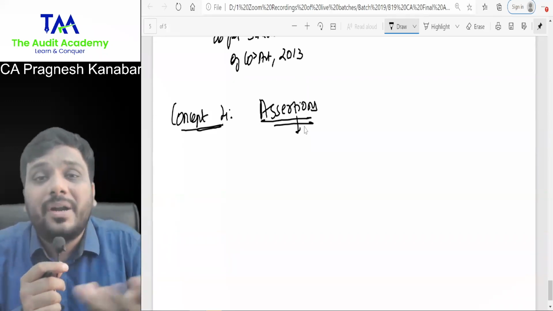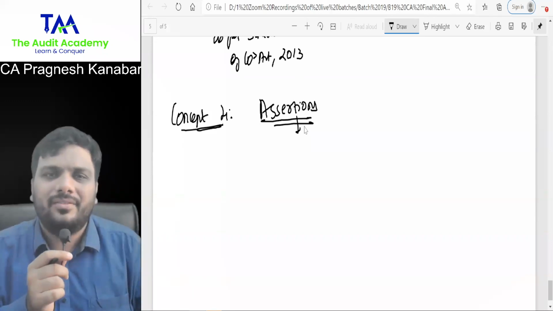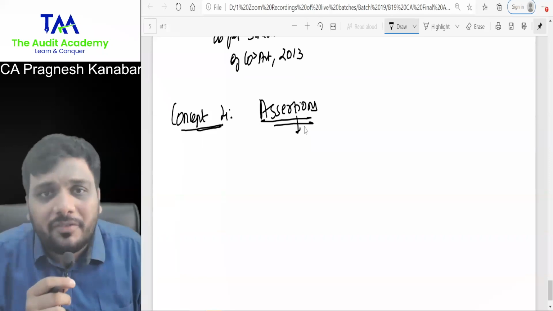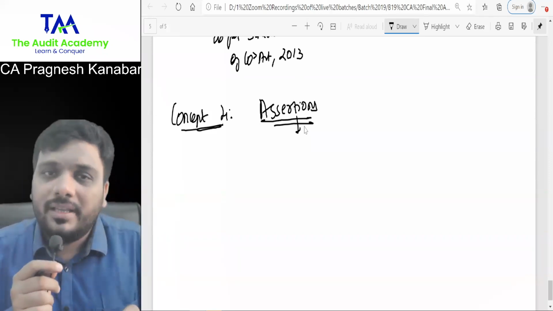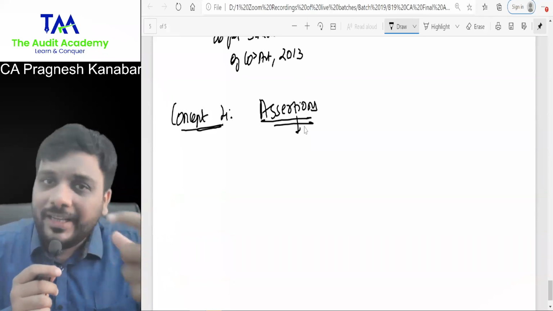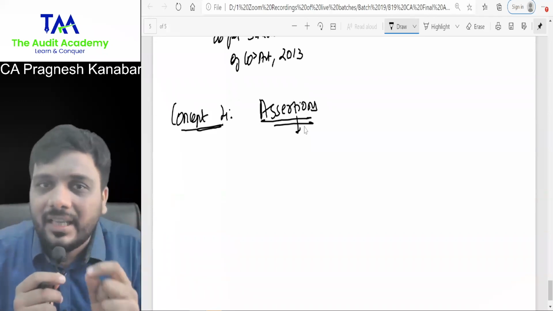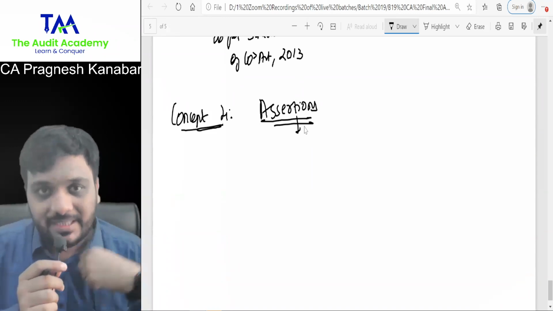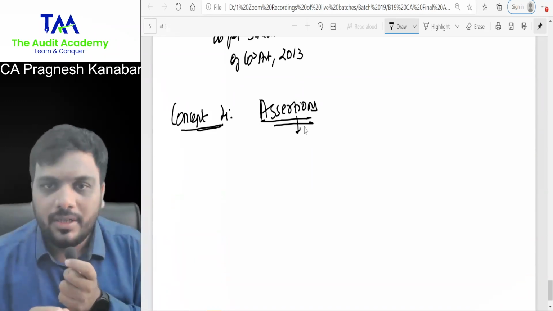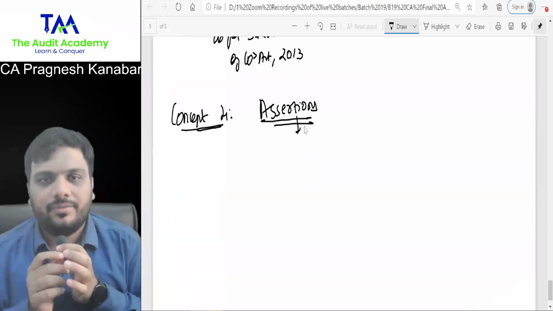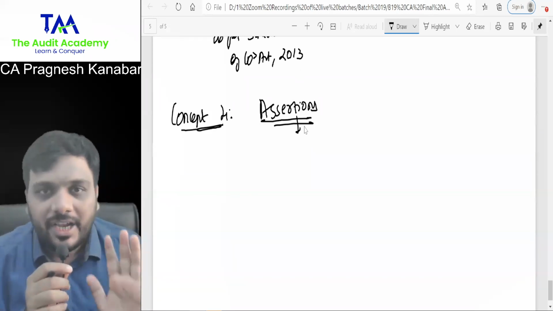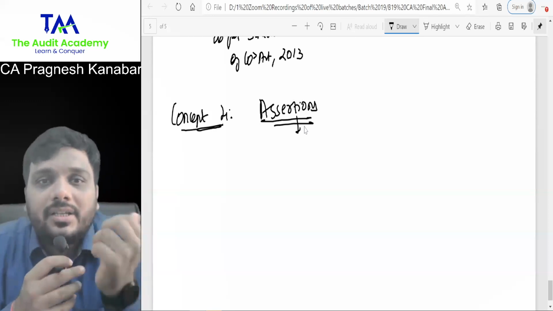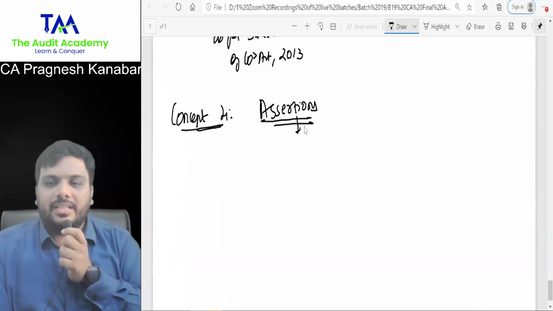Financial statements are prepared by whom? By the management. So whatever they have disclosed in the financial statements, I'm going to verify that. So tell me, can I redefine the word financial statements? Can I say it is nothing but management's assertions? Management's assertions about the transactions, balances, and disclosures. Tell me, financial statement is nothing but a collection of management's assertions about the transactions, balances, and disclosures.